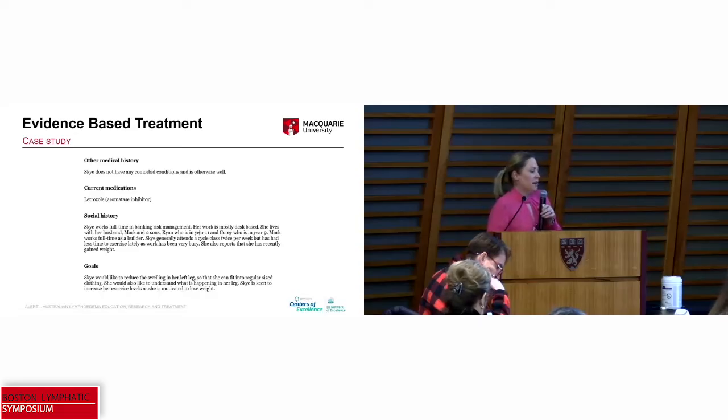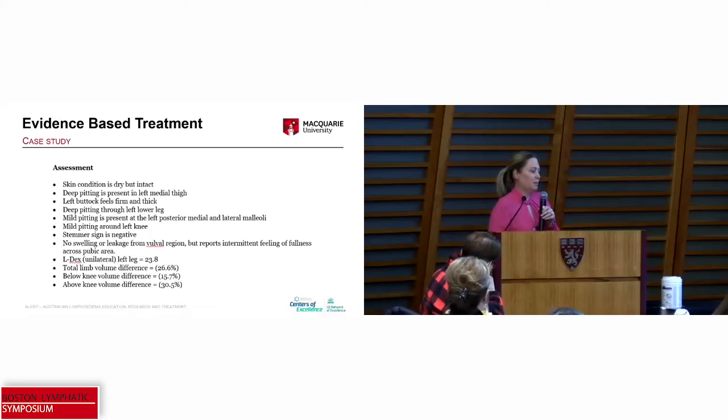So her goals are she wants to reduce the swelling in her leg. She wants to fit into regular size clothing. She wants to understand what's happening in her leg. She's a bit fearful of her future, and she has heard of this condition, lymphedema, and she wants to just stay on top of things. She's keen to increase her exercise levels, and she is keen to lose the weight that she's recently put on.